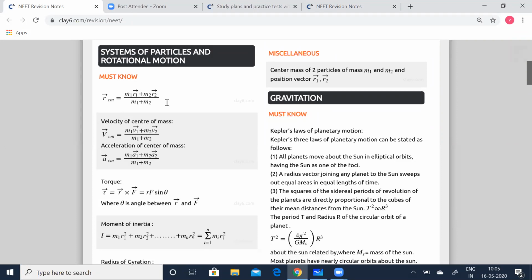Velocity of center of mass is given by VCM equals m1 v1 plus m2 v2 divided by m1 plus m2, where v1 and v2 are the velocities of the objects m1 and m2 respectively. Acceleration of center of mass is given by ACM equals m1 a1 plus m2 a2 divided by m1 plus m2, where a1 and a2 are the accelerations of the objects m1 and m2 respectively.